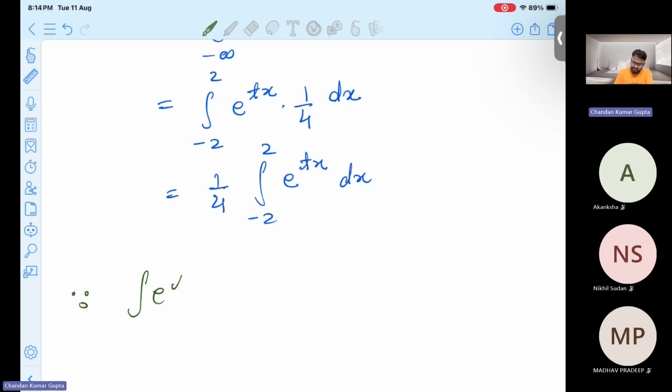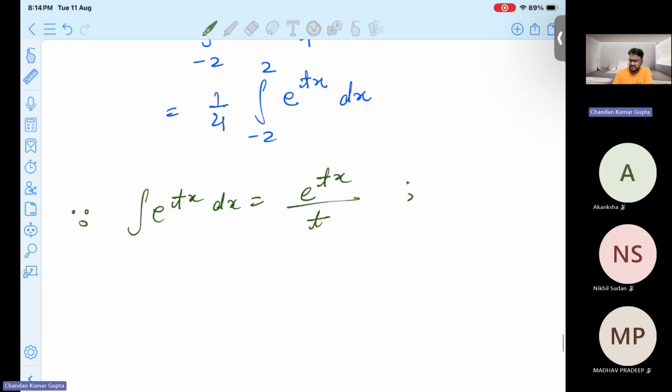Since we know that e to the power tx, this comes out to be what? E to the power tx will be e to the power tx upon t. Simple, we already know that. But here t must not equal 0. Okay, this we already know.